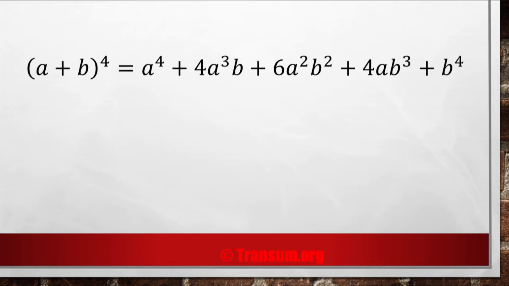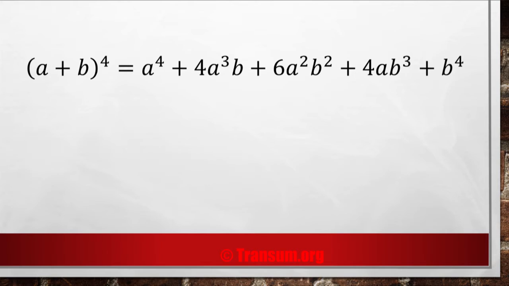Well, sometimes called the binomial expansion. It's a way of quickly multiplying out or expanding two terms that are bracketed together and raised to a power, usually larger than 2, because we can do powers of 2 manually. So here's an example of what it looks like.